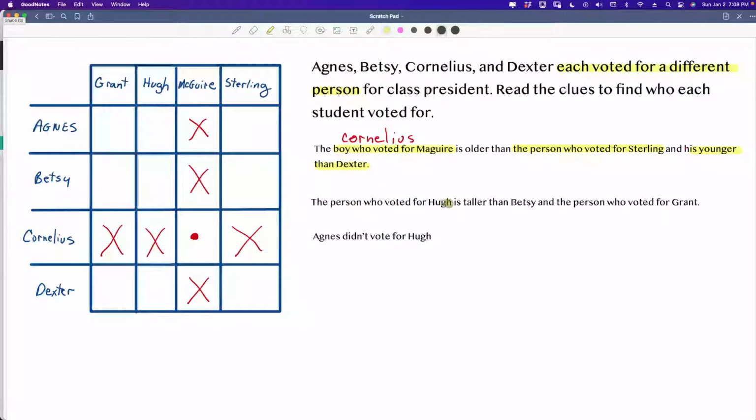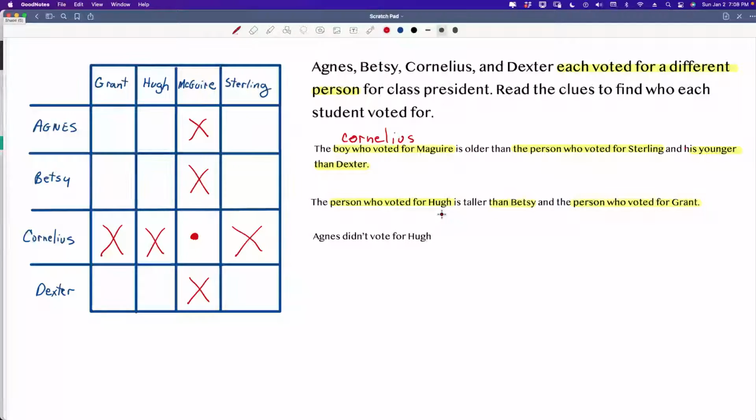The person who voted for Hugh, so that's one person, is taller than Betsy and the person who voted for Grant. This is a compound direct object. Yes, compound direct object. So that means we're talking about two different people. And if you include the subject, then that's three different people. So that Betsy is one of those three people.